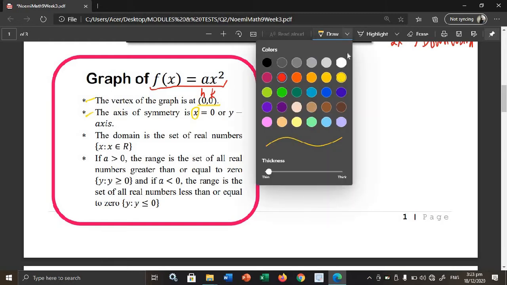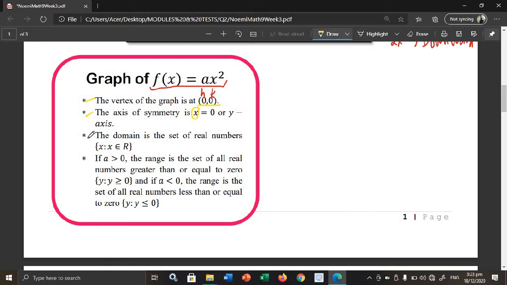And then, next is the domain is the set of all real numbers. The domain must or should be written in set builder notation always. Same as the range, no? So, sa lahat po ng types of quadratic function, ang domain niya is x is the set of all real numbers.